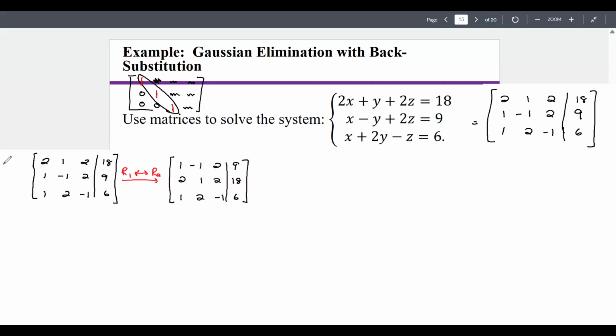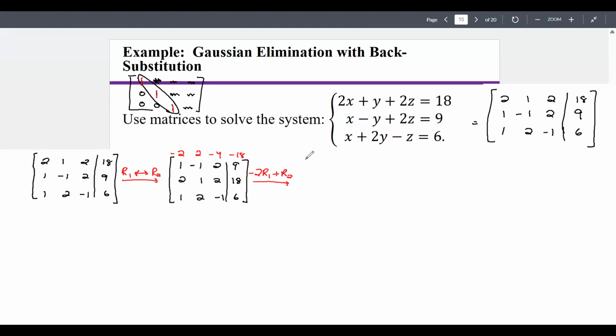After this step, I need to get a 0 here. So if I take this top equation and multiply it by -2, so -2 times R1, and then add it to R2. If I multiply everything by -2, this becomes -2, that becomes -2, this becomes positive 2, this becomes -4, and this becomes -18.